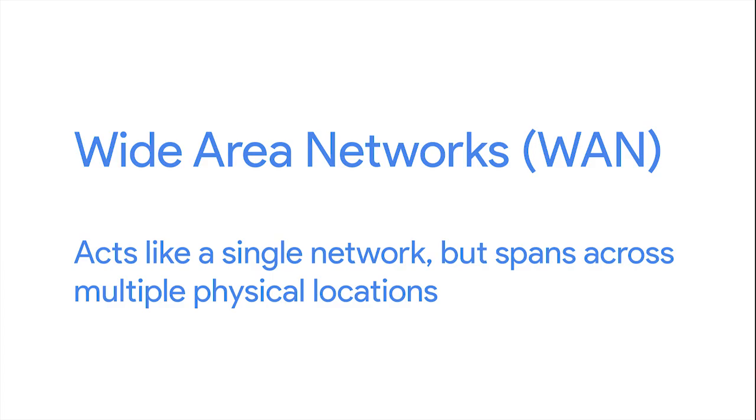Unlike a LAN or a local area network, WAN stands for wide area network. A wide area network acts like a single network, but spans across multiple physical locations. WAN technologies usually require that you contract a link across the internet with your ISP. This ISP handles sending your data from one site to the other. So it could be like all of your computers are in the same physical location.